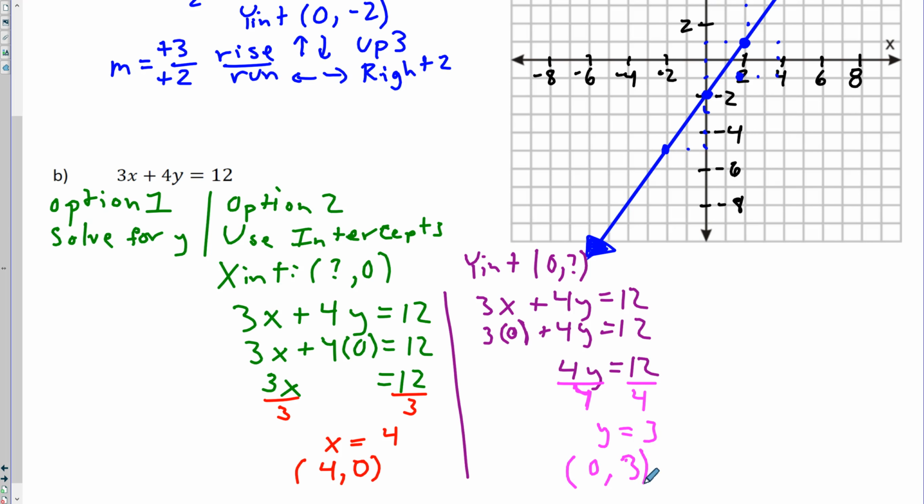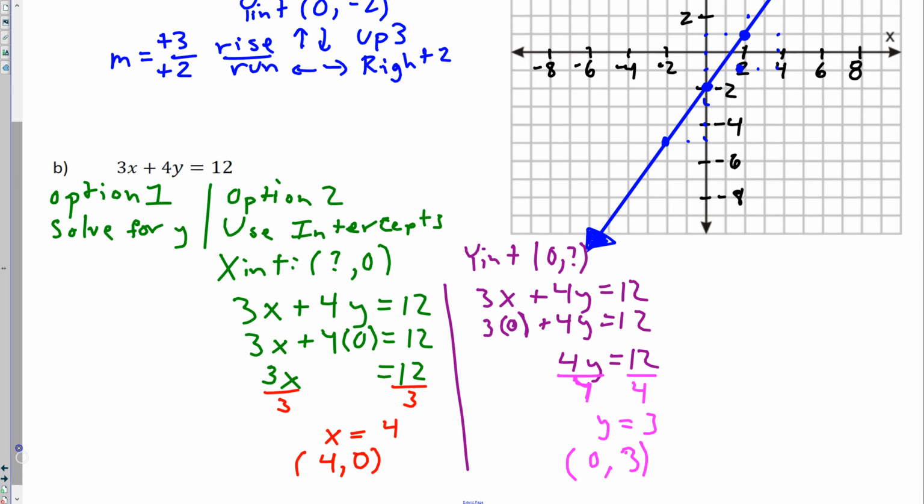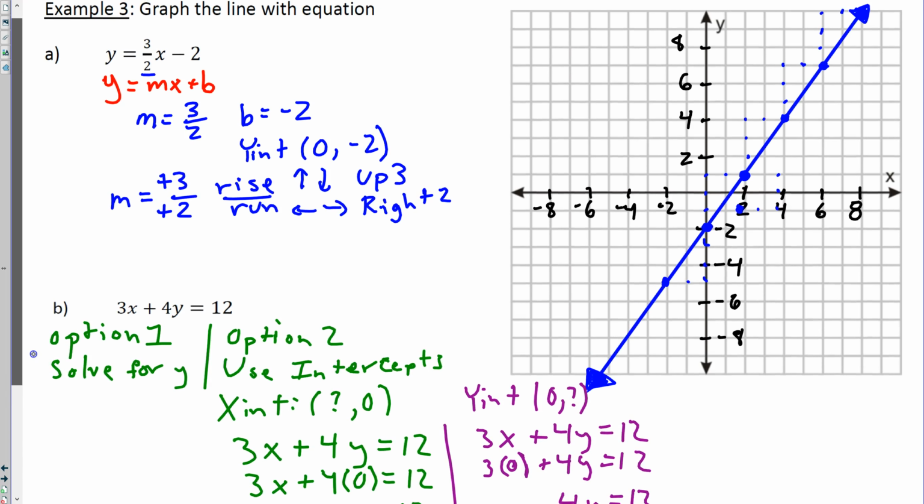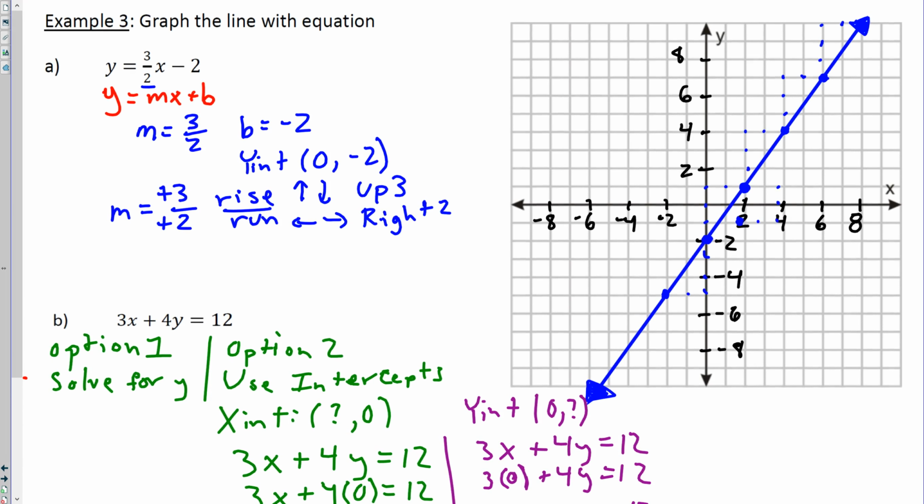And why that's helpful is because a linear equation really only needs 2 points. Once you have 2 points, you can go ahead and draw a straight line with it. And those are 2 very nice points that we can use to graph. So I'm just going to go ahead and plot those 2 points on my graph, and then just connect them with a nice straight line. So our x-intercept was 4, 0. So when x is 4, y is 0, that'll be 1 point. And the y-intercept was 0, 3. So when x is 0, y is 3.